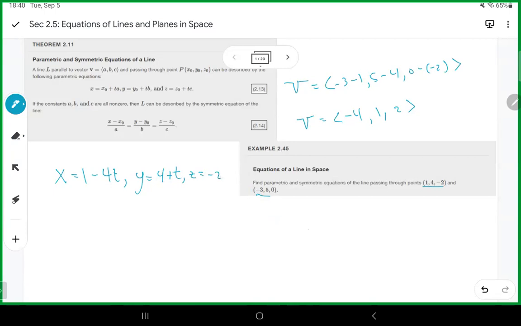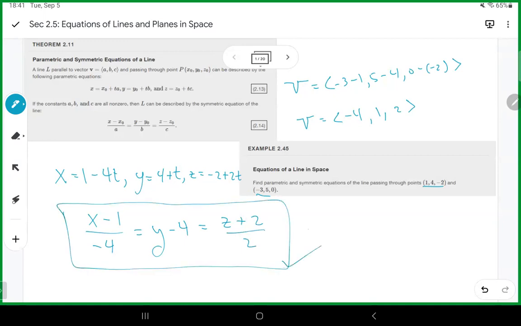So -2 plus 2t. Okay. And then we would just solve each equation for t to create the symmetric equation. So you get (x minus 1) over -4 equals y minus 4 equals (z plus 2) over 2. So that's your overall answer. You can work that out with the other point as well. Totally up to you.